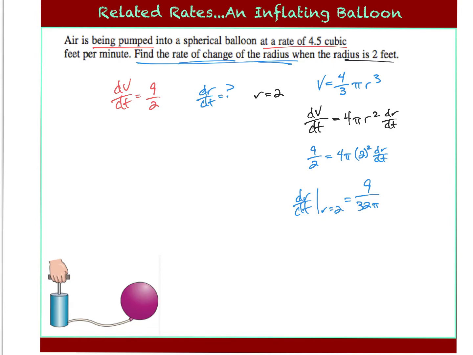Now, why was this a positive 9/2? Why was my dV/dt a positive 9/2? Because it's filling up. My volume is getting bigger. Does that make sense? If air was leaking out of a balloon, then it would be negative. All right? I want you to notice something real quick, though.